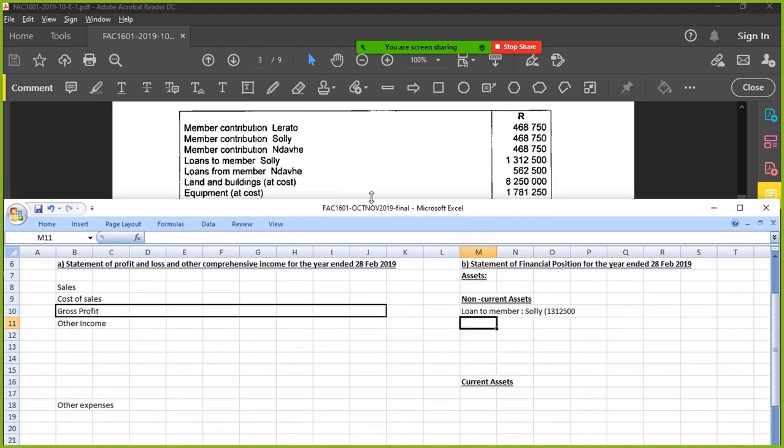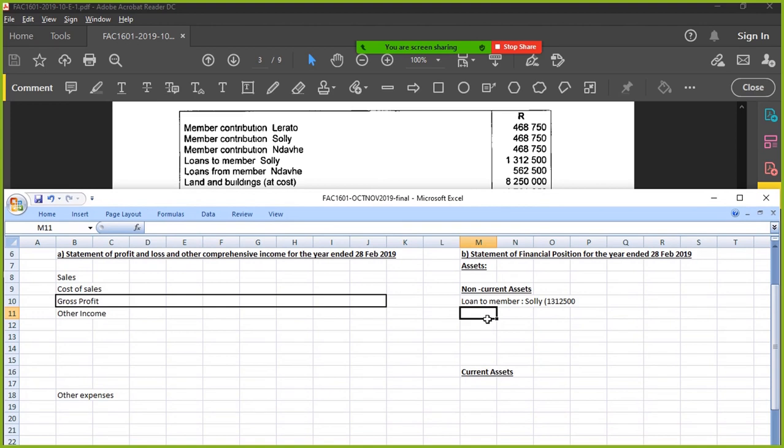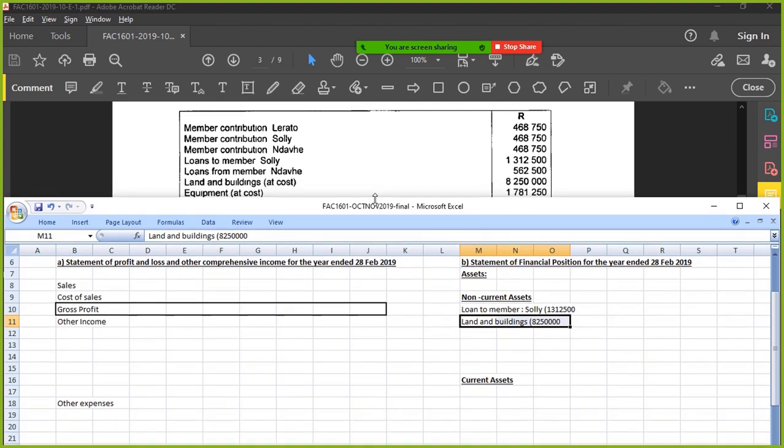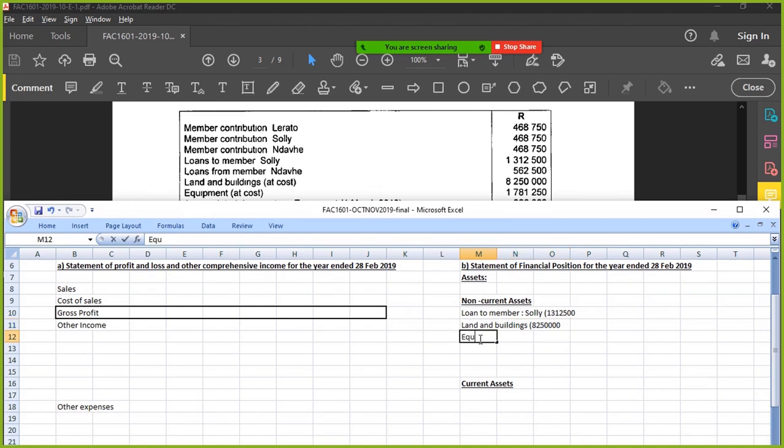Okay, there we go. We've got land and buildings. This was at cost. Okay. Right, so when I see that, I'm expecting probably some sort of revaluation, or some sort of impairment potentially, because they're talking about this at cost. Okay, this is what, 8250000.